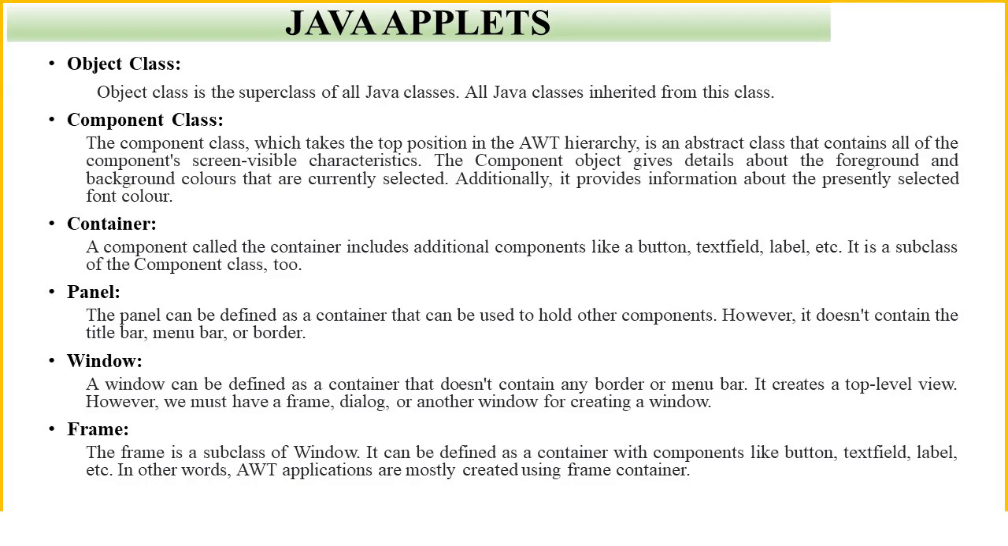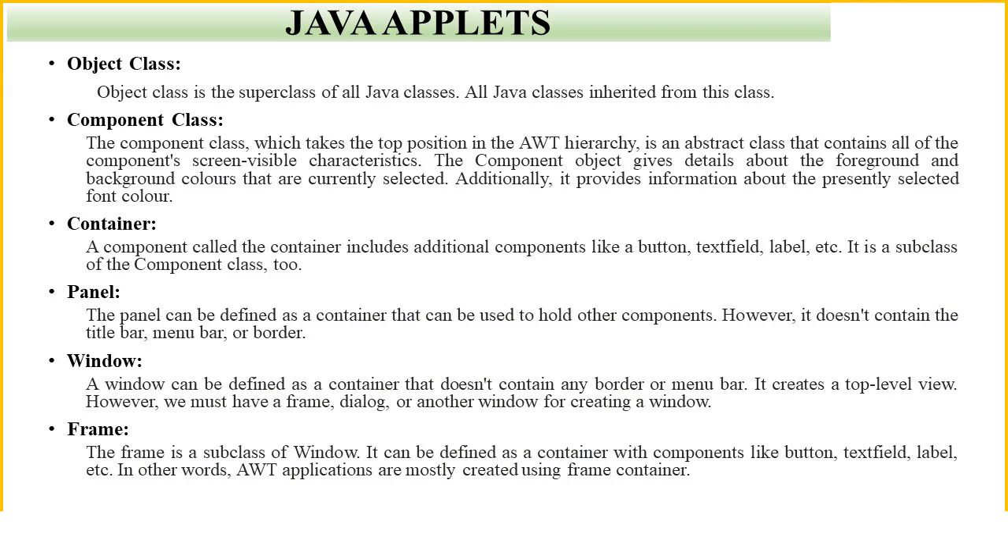Panel. The panel can be defined as a container that can be used to hold other components. However, it does not contain a title bar, menu bar or border. Window. A window can be defined as a container that does not contain any border or menu bar. It creates a top level view. However, we must have a frame, dialog or other window for creating a window.